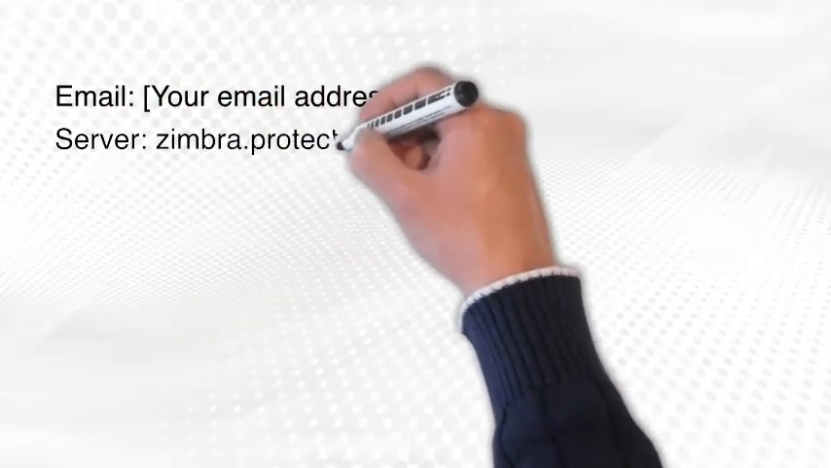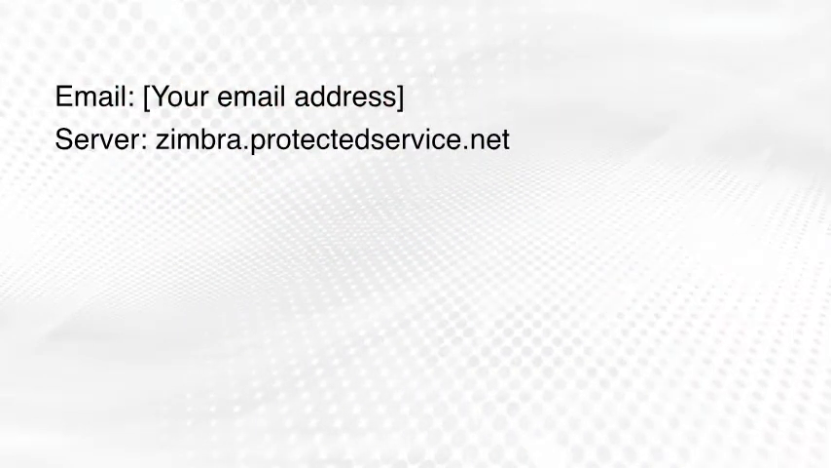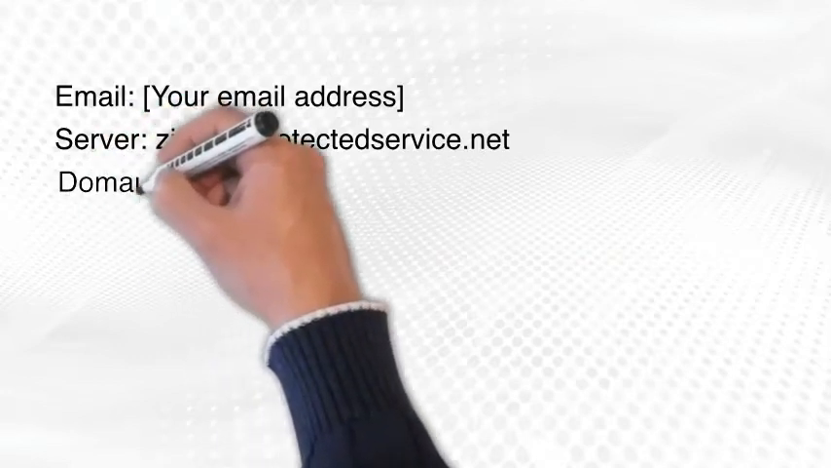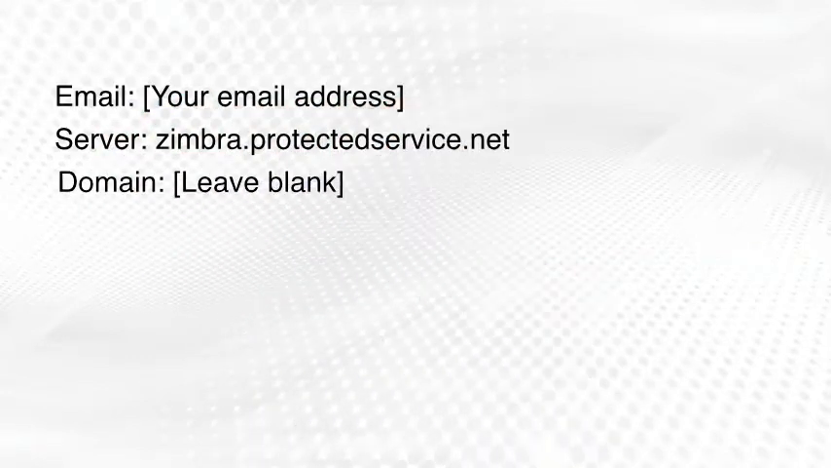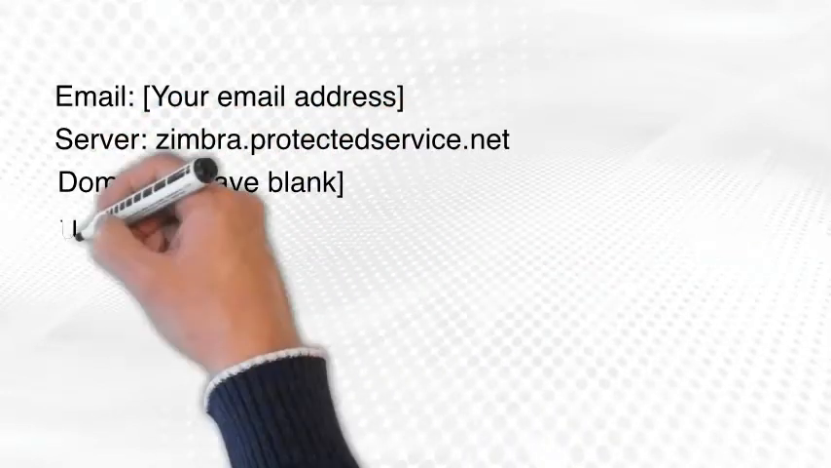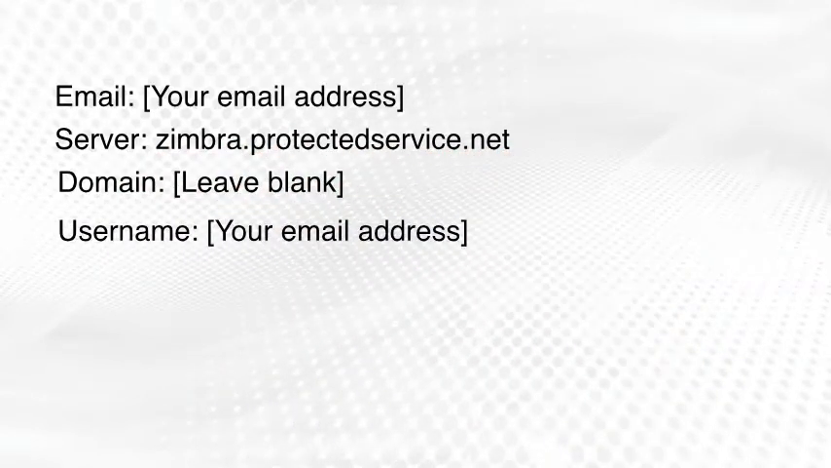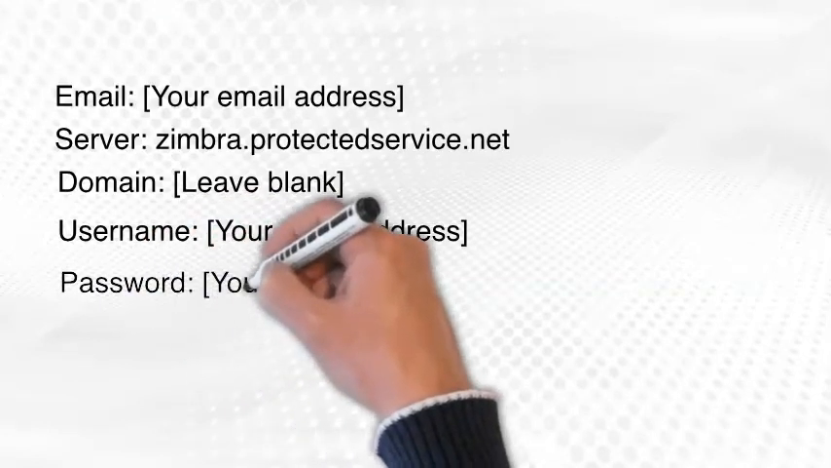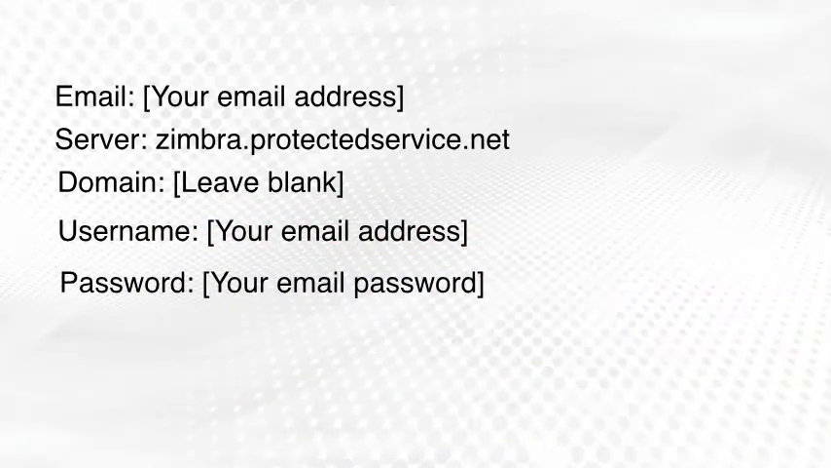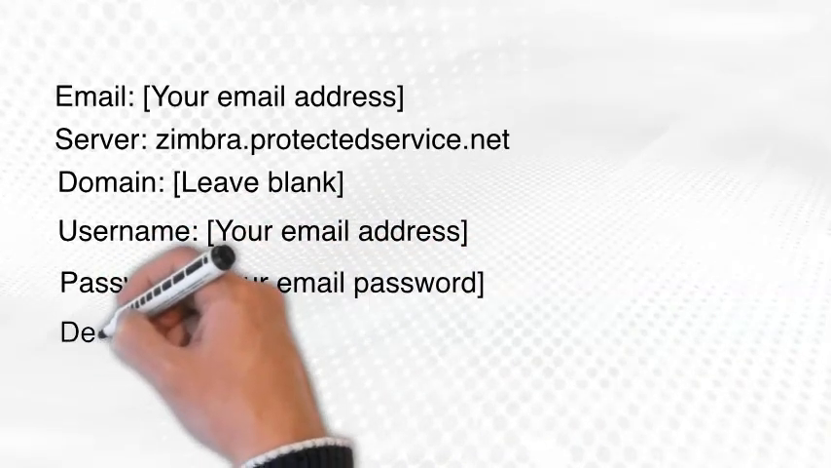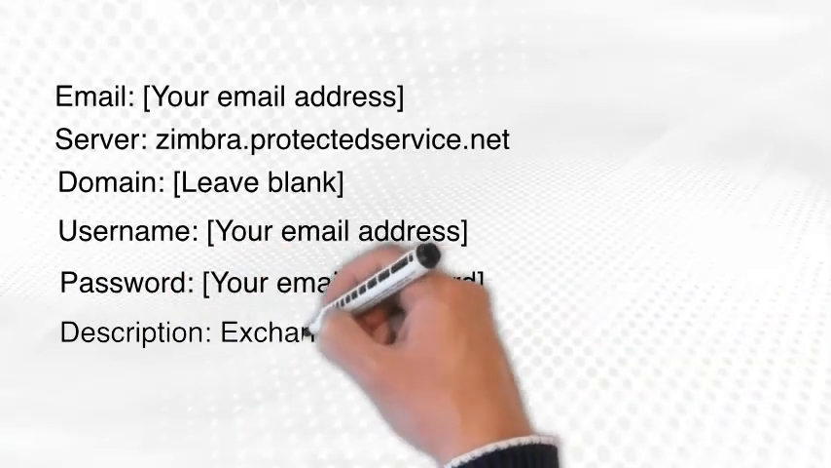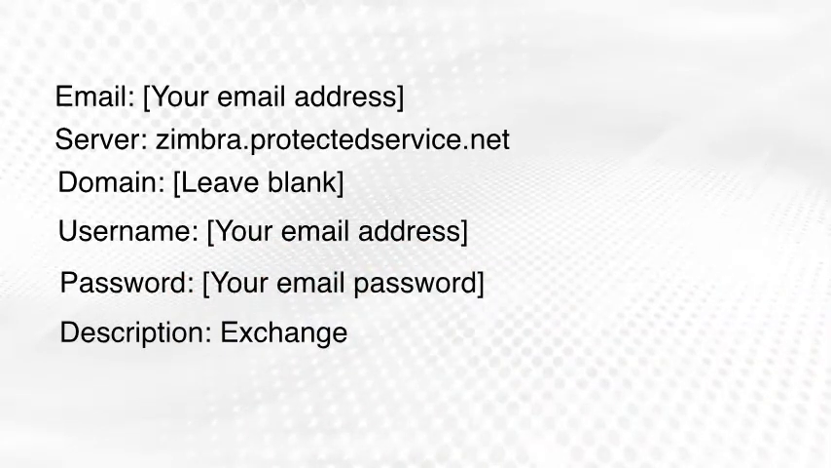In this section we will now enter in the configuration details of the email address. In the email section enter the email account you are adding. In the server section enter zimbra.protectedservice.net. Leave the domain section blank. In the username section enter the email address. Now enter the email address password. Once that is filled in, press Next.